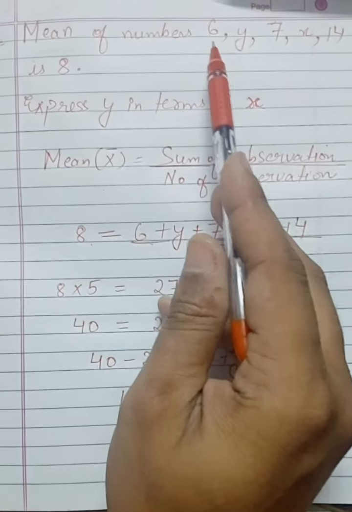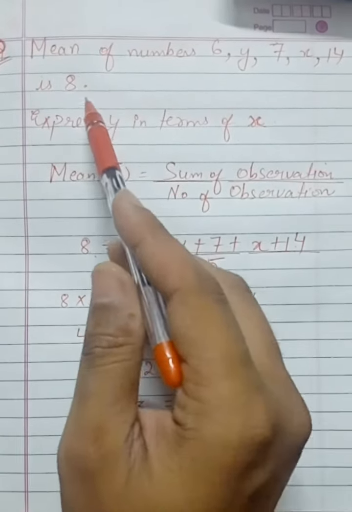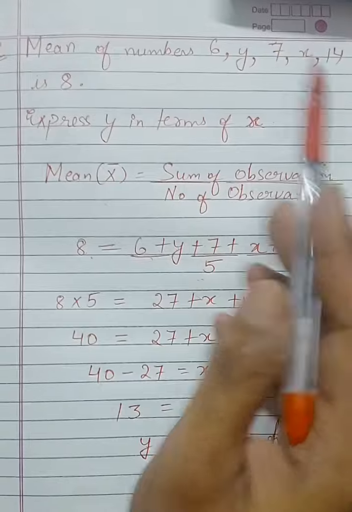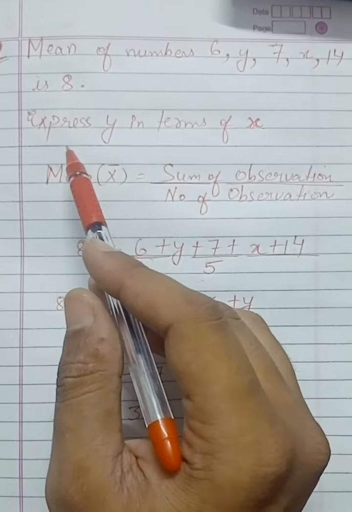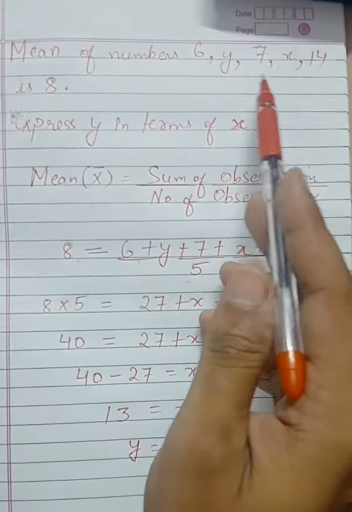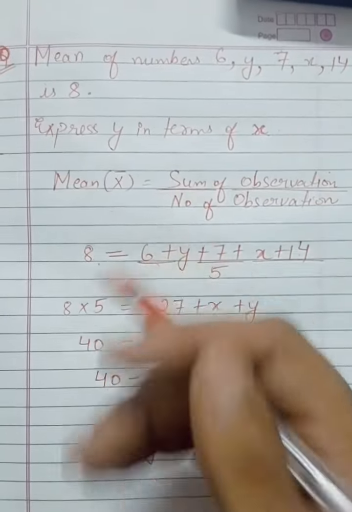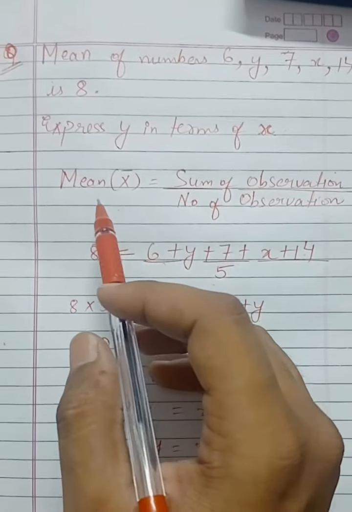This is our question of mean, class 10th statistics. The mean of the numbers 6, y, 7, x and 14 is 8. When the mean is given as 8, we have to express y in terms of x. These are the observations in which y and x are present. So we have to express y in terms of x. We'll apply the formula. What is the formula for mean?